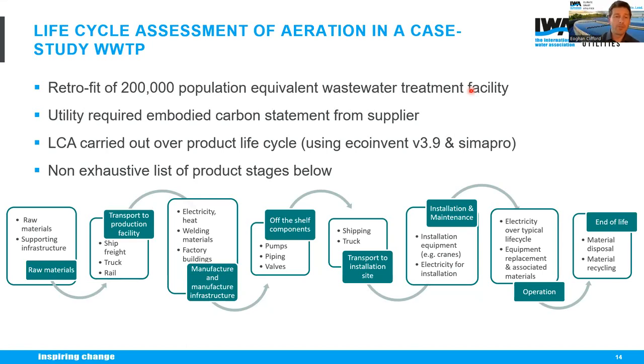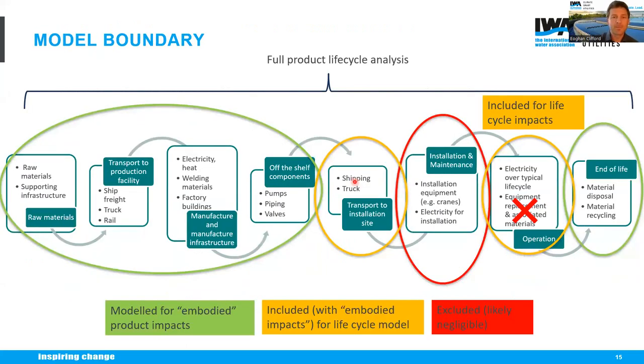And just below, I'm not going to go through them all, but it shows you a non-exhaustive list of the various product stages that were modeled and some of the inputs that were modeled. So as part of the actual model itself, the parts that I've outlined here in green were included in the embodied carbon element, which was required by the utility.